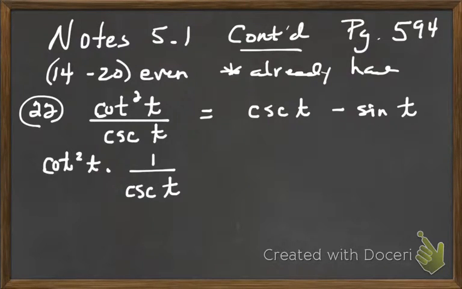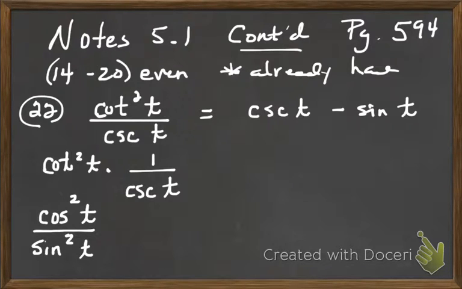So cotangent squared. Just forget about the squared for just a minute. How do you turn cotangent into sine and cosine? Okay, so cotangent is cosine over sine. So cotangent squared would be cosine squared over sine squared. And this is not the only way to do this one, but I can verify by turning everything into cosine and sine. So if you have a cotangent squared, you can change that into cosine squared over sine squared.